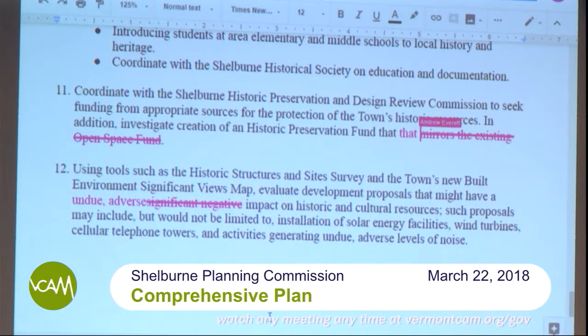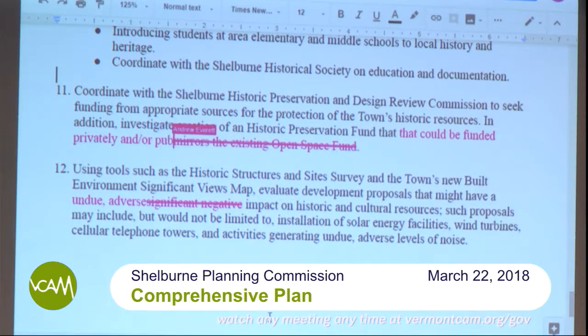Should we leave open the option that it could be funded privately and or publicly? Something to that effect? Yeah, certainly couldn't hurt. Should I say that and or? Because it would be nice if it could be some kind of economic development tool, wouldn't it? Yes, I do. Thank you, Don. Close reader that you are. Yeah, alert. Mr. Book Club over here.